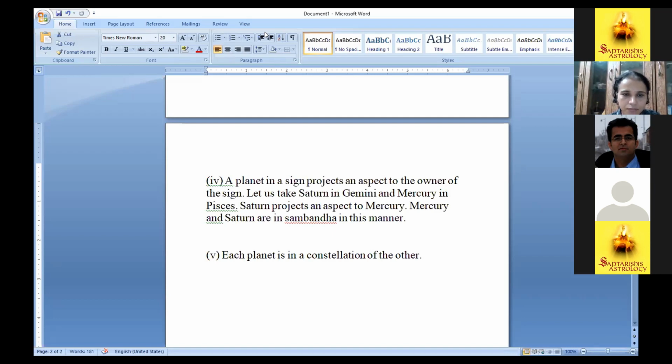Then both are in sambandha. It means suppose Ketu is in the nakshatra of Rohini and the Moon is in the nakshatra of Ashwini. They both are in exchange. So it means Ketu and the Moon both are in sambandha. They can give the result of each other's placement as well as each other's sign.